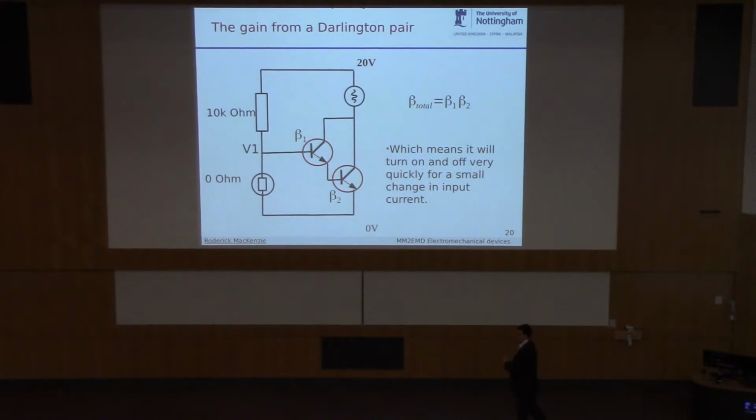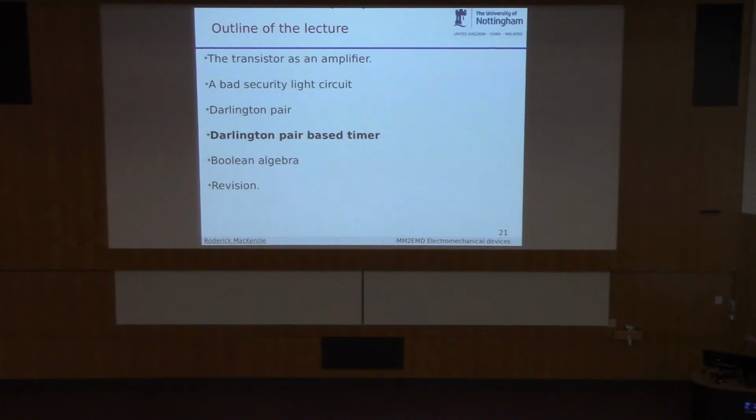And what this means is you can cascade two transistors like this to give you a bigger gain and more amplification, so you get a higher overall beta. And you only need a very, very small amount of current going to the base of the first transistor to really turn the circuit on. So it turns on much more quickly, and it'll turn off much more quickly. So this is the actual circuit that's used in things like security lights.